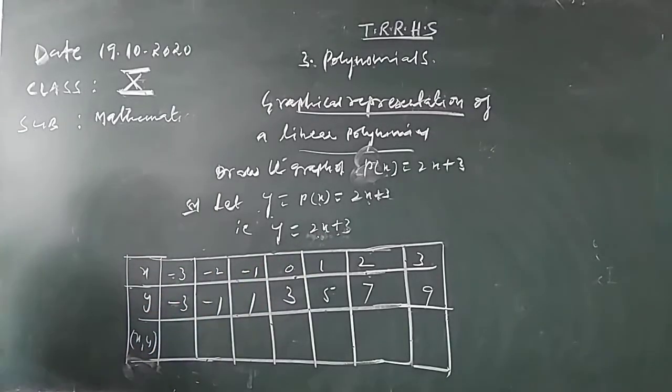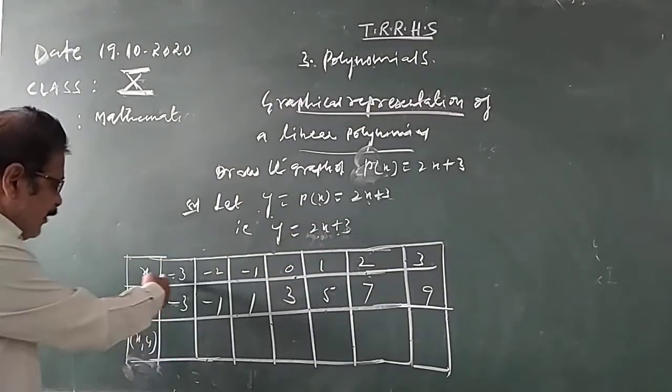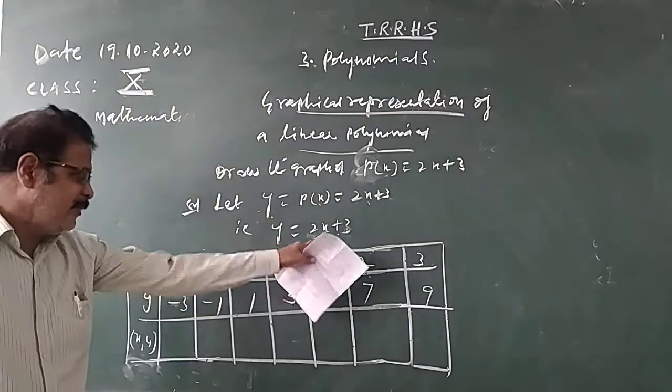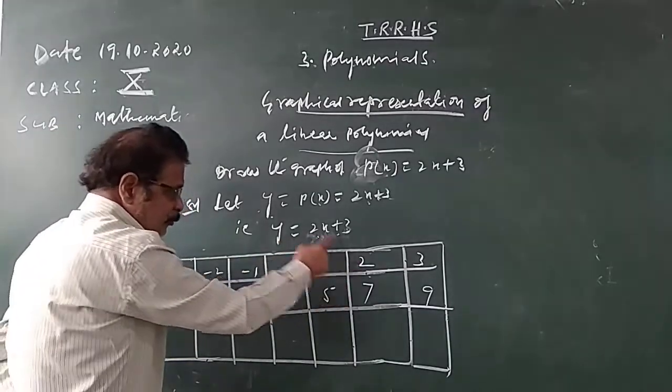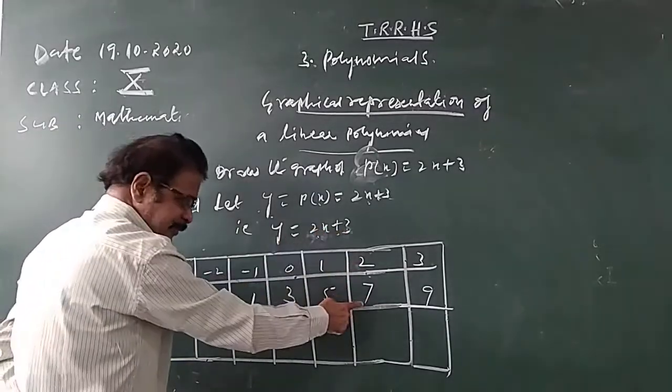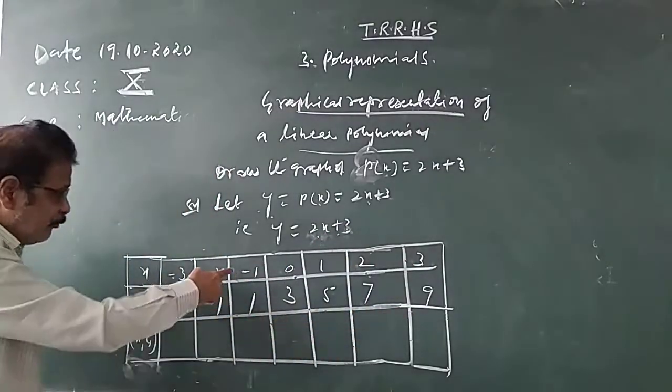Like this you got the y values. How did you get the y values? By substituting the x values. These are the x values. x is equal to 0, substituting this, you will get 3. x is equal to 1, substitute here, you will get 5. x is equal to 2, 2 into 2 is 4, 4 plus 3 is 7. x is equal to 3, substitute, 2 into 3 is 6, 6 plus 3 is 9. Like that, negative values also.